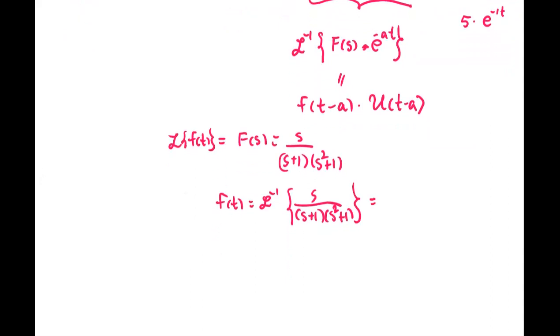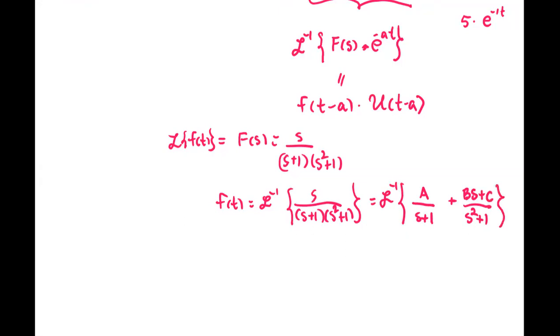We are going to rewrite the expression into partial fraction forms. Since it's divided by s plus 1, which is linear, and s squared plus 1 is a quadratic, and both of them are irreducible, the first partial fraction will be a divided by s plus 1. And the second fraction, since the denominator is s squared plus 1, the numerator is going to be the linear form, which is b times s plus c.